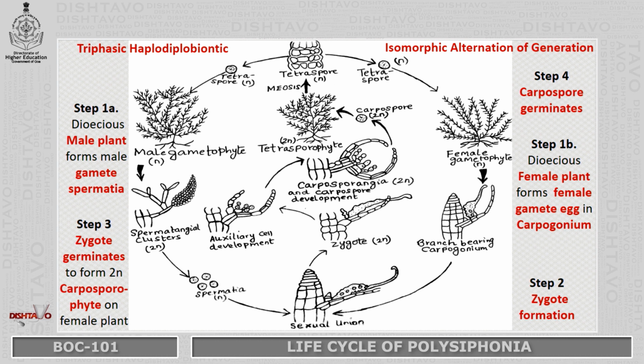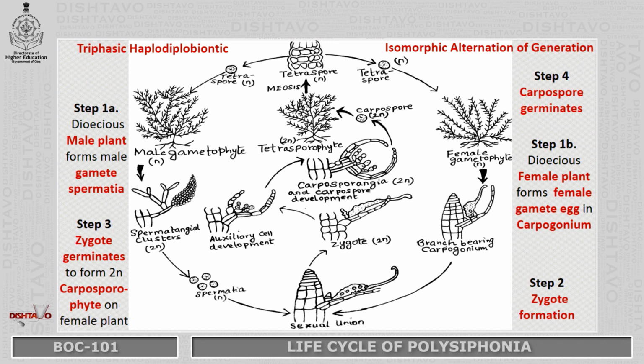life cycle of Polysiphonia. In step 1, the dioecious male plant forms the male gamete spermatia. The male plant produces spermatangial clusters which bear the spermatia. The female plant produces the carpogonium, which is the sex organ of the female. This carpogonium bears the egg and at the tip of the carpogonium there is the trichogyne. The spermatia attaches to the trichogyne and travels through the neck and reaches the egg and fertilizes it and forms the diploid zygote.